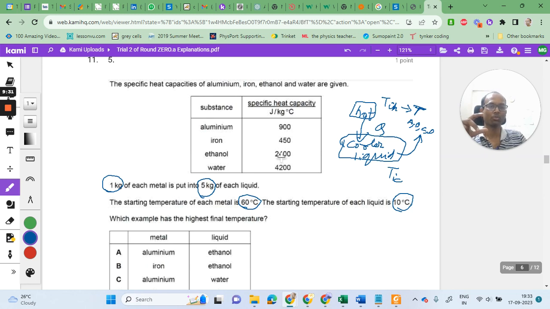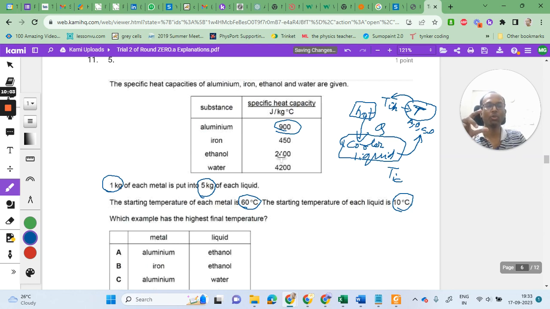So if the specific heat is high, then for the same heat energy Q, the temperature change will be less for the metal. So out of these two metals, which has the highest specific heat capacity? This one. And now we want the liquid to raise its temperature to a maximum value, as close as to this T value, which is close to the hot object's temperature.